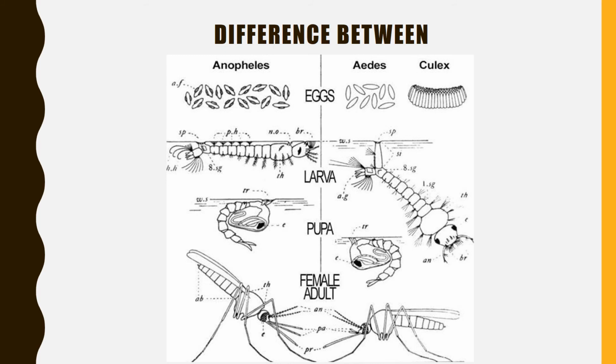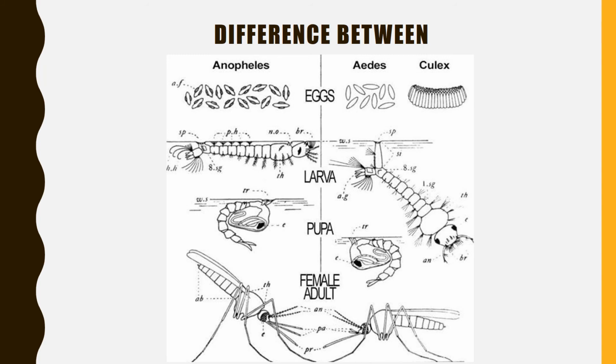Let us differentiate the pupa of Anopheles and Culex mosquito. The pupa of Anopheles is green, whereas the pupa of Culex is colorless. As you can see, the abdomen of the pupa in Anopheles is more bent, whereas the abdomen of the pupa in Culex is less bent.